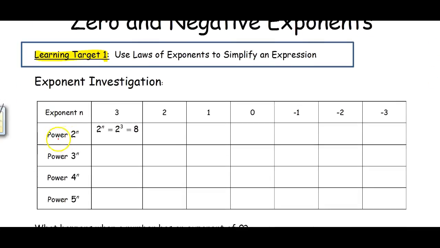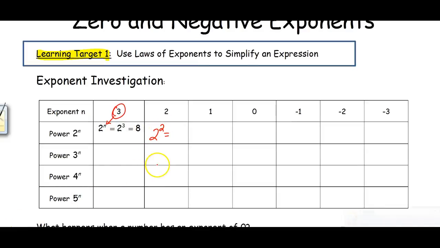Okay, so our first one, we have 2 to the power of n. In this case, here's our exponent that we're going to substitute for n. So 2 to the n equals 2 to the third power, which equals 8. So let's take a look at what happens here. 2 squared, so 2 times 2 equals 4. Okay, 2 to the power of 1 is just 2.